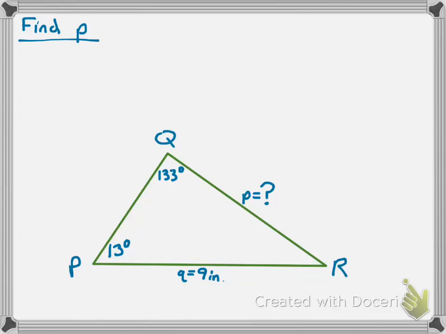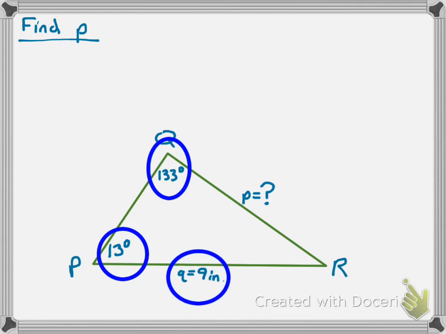Hello, this is Mr. Newman again, and in this video I'm going to show you how to solve two different kinds of problems with the law of sines. Now in this situation I give you two angles. I give you angle Q and angle P, and I also know that side Q, which is opposite angle Q, is 9 inches, and we're looking for side P.